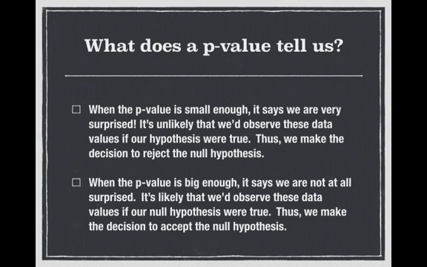basically we want to know what it tells us because it's just a number, so you have to know how to interpret that number. When the p-value is small enough, it says we're very surprised. So if you get a very, very small p-value, it says, assuming that null hypothesis is true, this data that we collected doesn't make any sense. Okay, it says we are very surprised that we collected this set of data if that null hypothesis is true. So it's unlikely that we would actually observe these if the null were true. Thus, we make the decision to reject the null hypothesis.